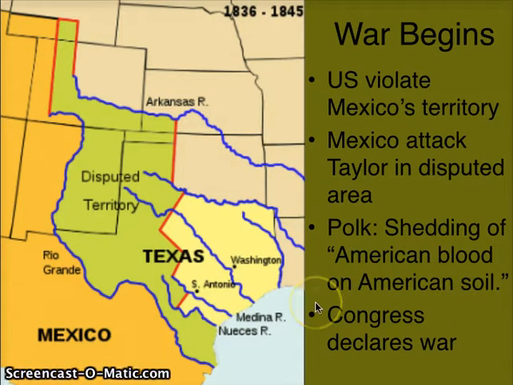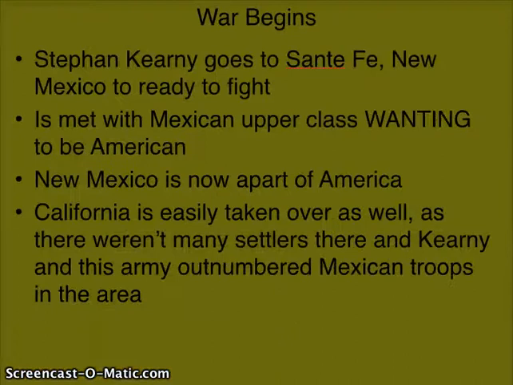Now, even though Polk exaggerated the events of what happened here, Congress does decide to go to war. So Polk was successful. He has now got the war that he wanted. This marks the first time that the U.S. starts a foreign war over expansion of its territory. So war has now been declared, and we start to see troops moving towards the west.